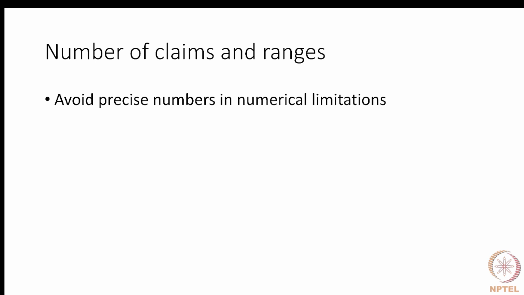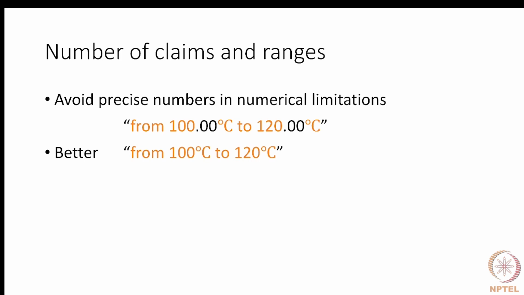You should also avoid precise numbers in numerical limitation. For instance, if temperature is defined using a decimal, as is in this case from 100.00 to 120.00, there'll be some significance attributed to what follows the decimal. Rather, it's better to claim it this way, 100 degree to 120 degree.